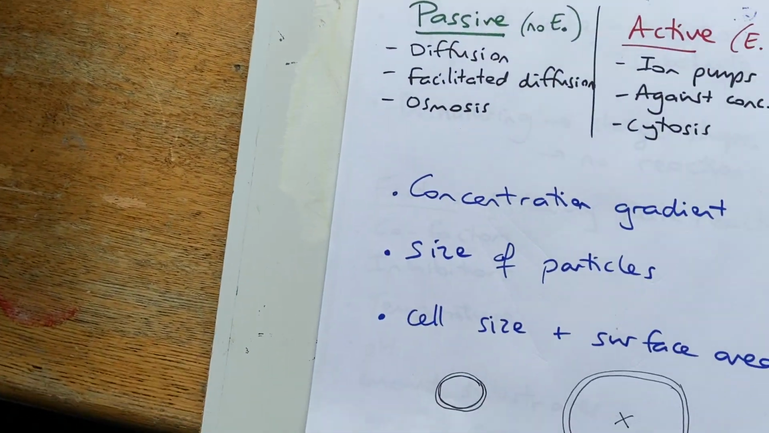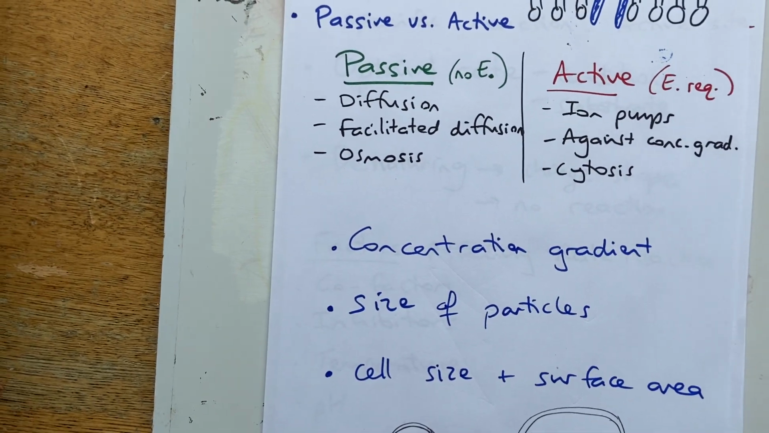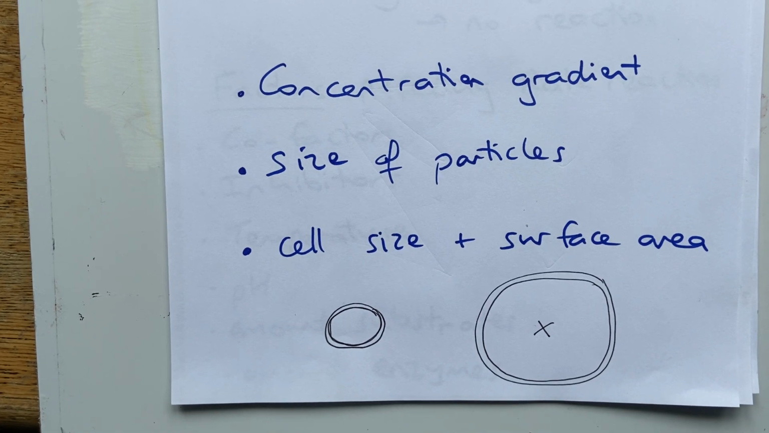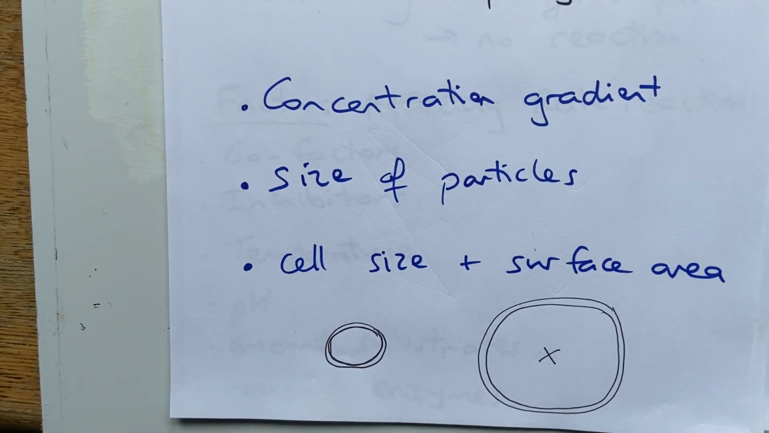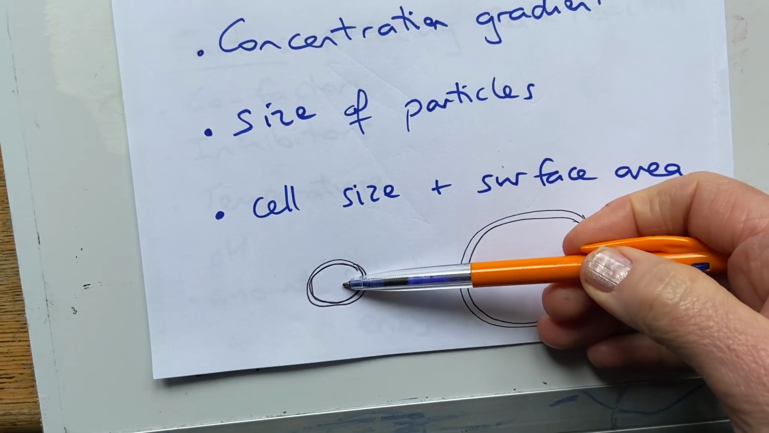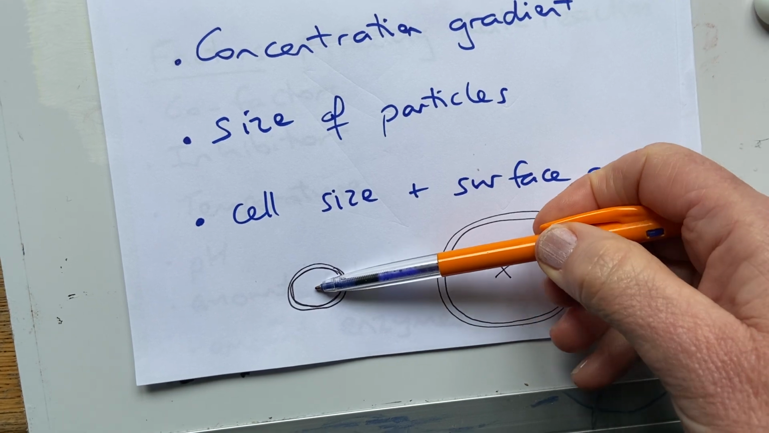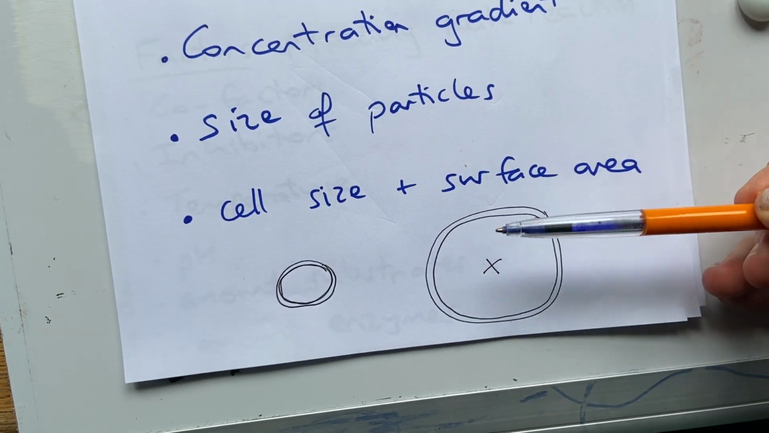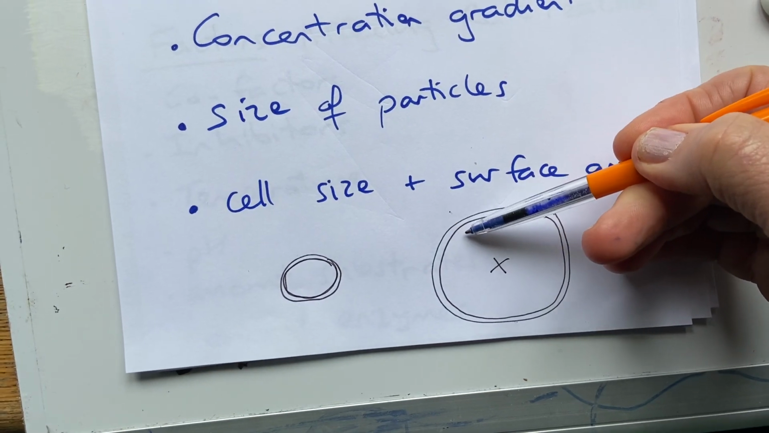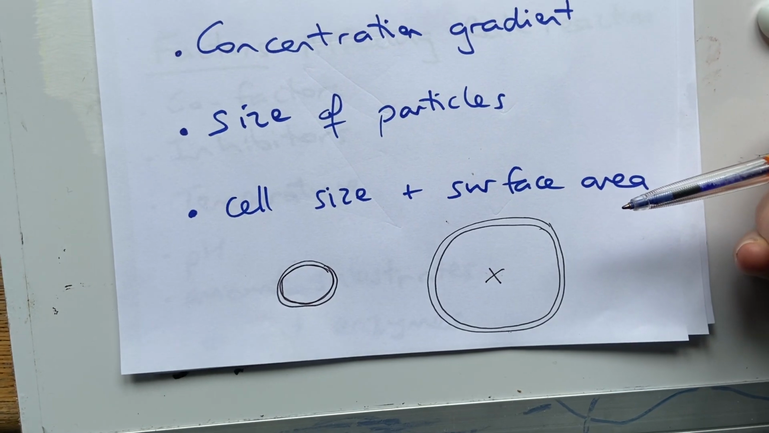So transport's all about concentration gradients, knowing the different forms. The size of the particles makes a difference, and also cell size and surface area are important. So cells don't get very big because they need to be able to diffuse things from the outside right into the middle of the cell, and importantly transport wastes from the middle of the cell out as well. And so if you have a much bigger cell, then it's just too far and takes far too long for things to diffuse all the way to the middle and all the way out again.